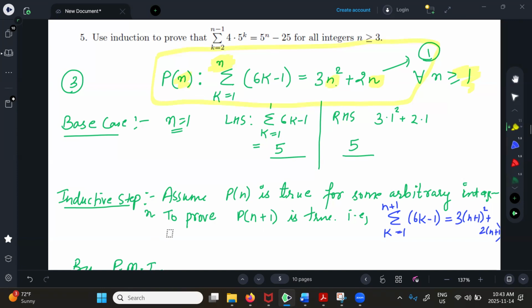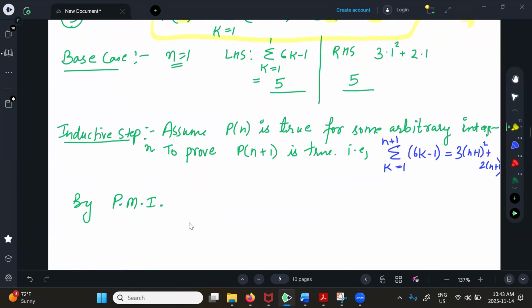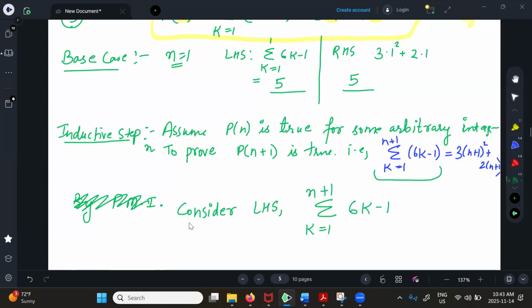Then after this, the safe bet is, I need more space, to start with this. Consider the left hand side. This is the safest bet that will remove any possibility that you would assume this is equal, right? So consider the left hand side. This will be summation k going from 1 to n plus 1, 6k minus 1. I am just focused on the left hand side of what I need to prove.